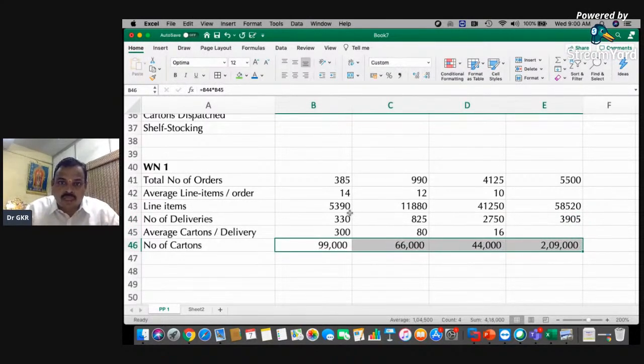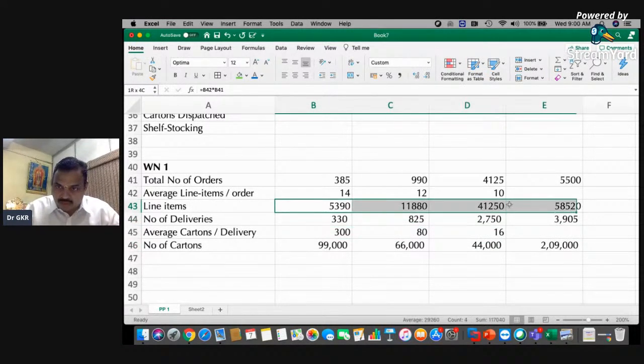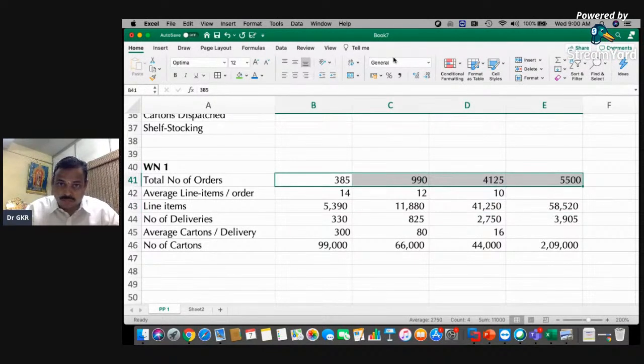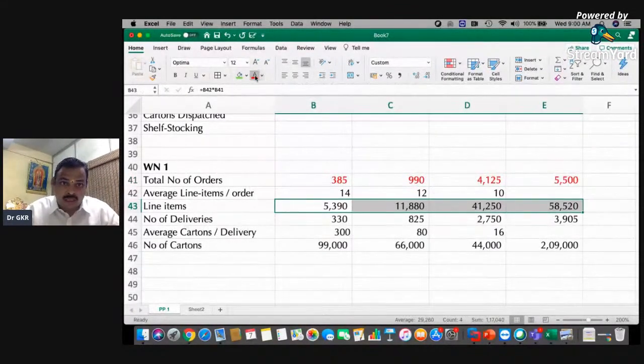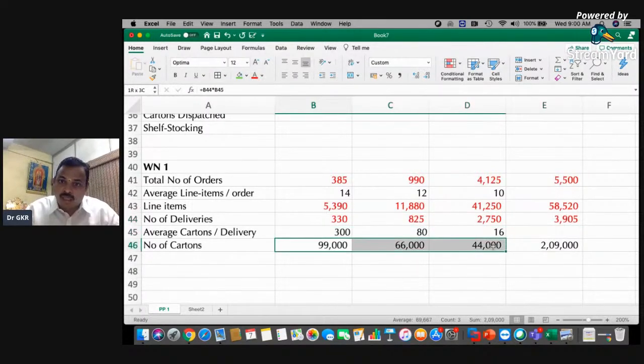So this is the number of cartons. This is the number of deliveries. This is the number of line items. This is the number of orders. So that alone I will take. What all you have taken as a denominator, I will give in red color for you to identify. All the others are the fundamental base data.